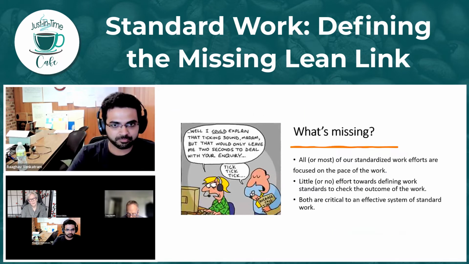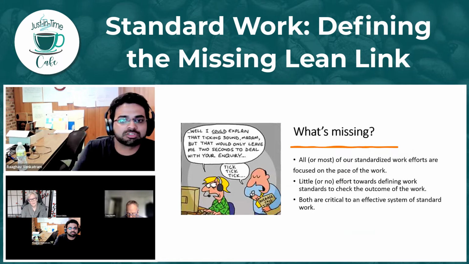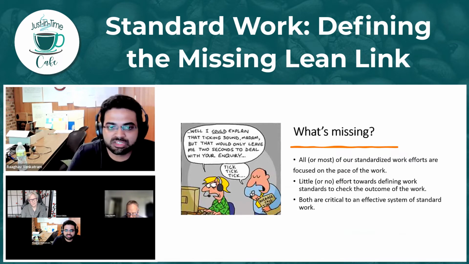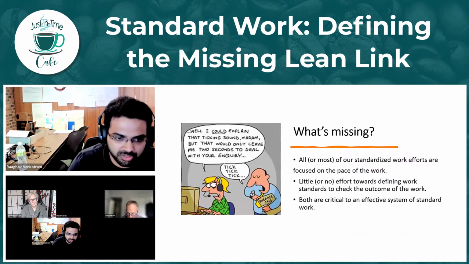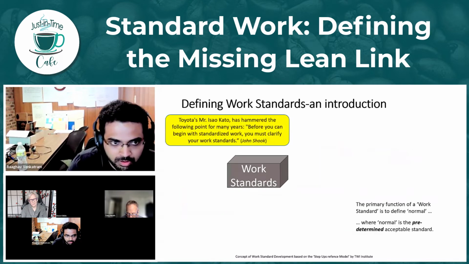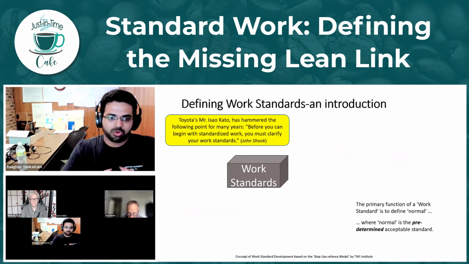What's missing? Well, all or most of our standardized work efforts are focused on the pace of work. Little or no effort goes towards defining work standards to check the outcome of the work itself, and both are critical to an effective system of standard work. Okay, so what does that mean?